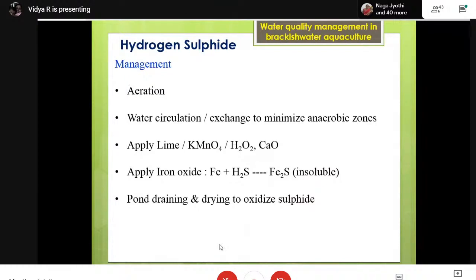How can we mitigate hydrogen sulfide? One is aeration, then water circulation and exchange to minimize anaerobic zones. We can apply lime, potassium permanganate, hydrogen peroxide, calcium oxide. All these can have an effect on reducing the hydrogen sulfide in the pond. Another example is the use of iron oxide, which can combine with hydrogen sulfide and release insoluble iron sulfides that can be removed. And pond draining and drying can be done prior to preparations, which will oxidize sulfides available in the pond bottom.